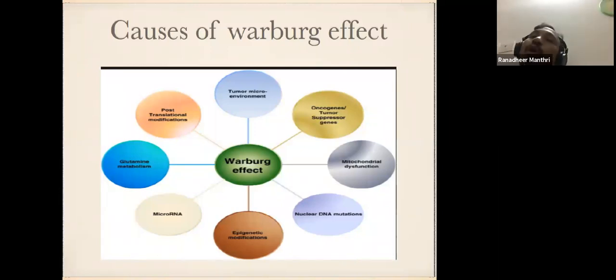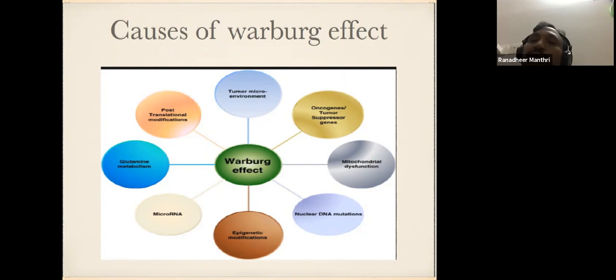So, what causes the Warburg effect? As I already said, whether the Warburg effect causes tumors or tumors cause the Warburg effect is a matter of debate. It's like asking whether the hen or the egg is the beginning. Tumor microenvironment and oncogenes stimulate the Warburg effect, for example HIF1 alpha, that is hypoxia inducible factor 1 alpha. Mitochondrial dysfunction, that is disruption of the electron transport chain for whatever cause, nuclear DNA mutations, epigenetic modifications, glutamine metabolism, post-translational modifications, and microRNA all contribute to the Warburg effect in one way or the other.